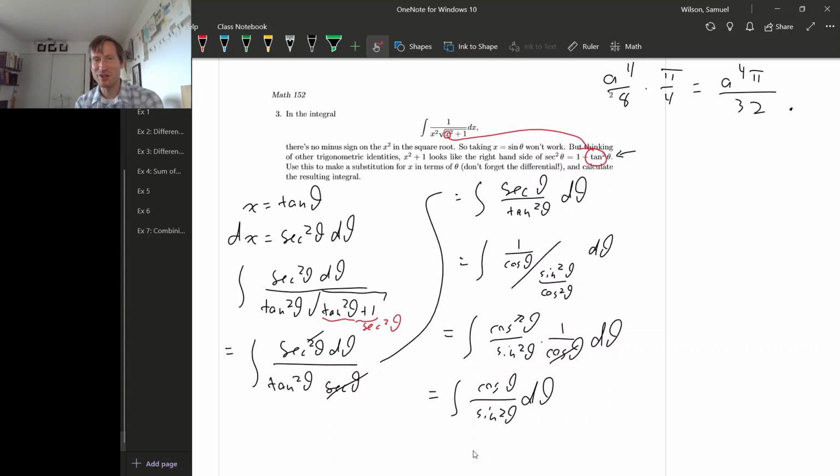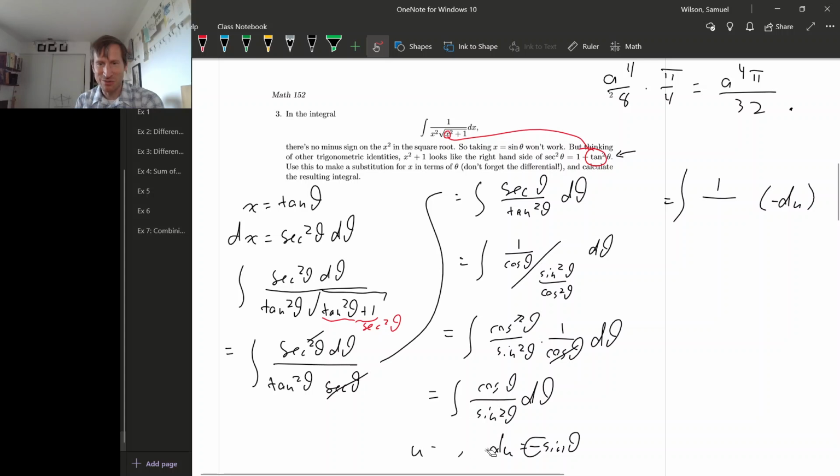But this is ripe for a trig substitution. Or I'm sorry, for a u substitution because of the cosine theta in the numerator. So we can let u be cosine theta. du is minus sine theta. And then move this minus sign over. So then we get cosine theta d theta makes minus du. And then 1 over sine is u. Oh, I've done this backwards. Back up, back up. None of this was right.